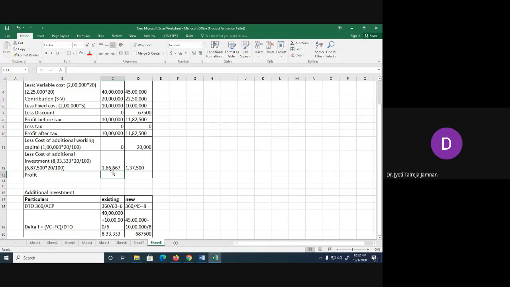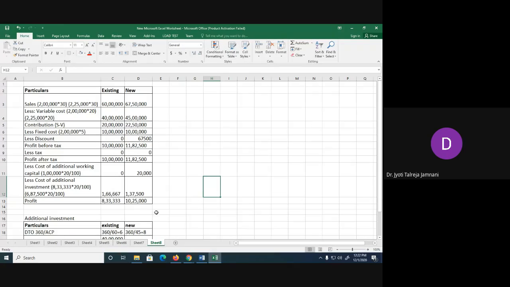So 10 lakh minus 1,66,667, you get 8,33,033 and 10,25,000. So if the company gives discount, the profit for the discount or the new scheme is 10,25,000, which is highest. So therefore the company should go for giving discount as the profit in the new scheme is more than the old scheme. Any doubts in the problem?